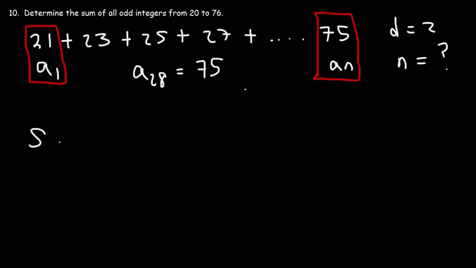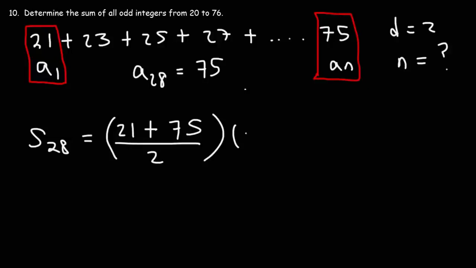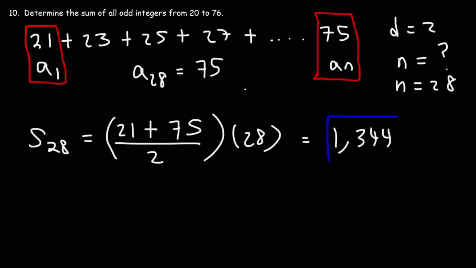So now we need to find the sum of the first 28 terms. It's going to be a sub 1, the first term, plus the last term, or the 28th term, which is 75, divided by 2, times the number of terms, which is 28. 21 plus 75, that's 96. Divided by 2, that's 48. So 48 is the average of the first and the last term. So 48 times 28, that's 1,344. So that is the sum of the first 28 terms.